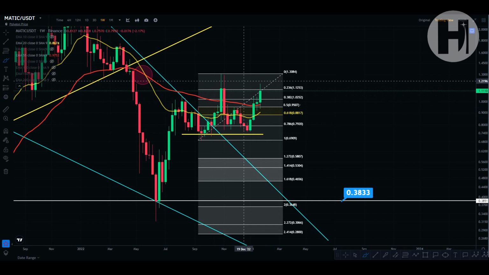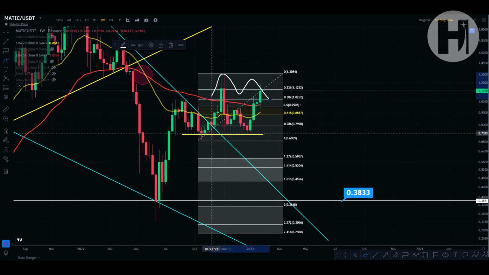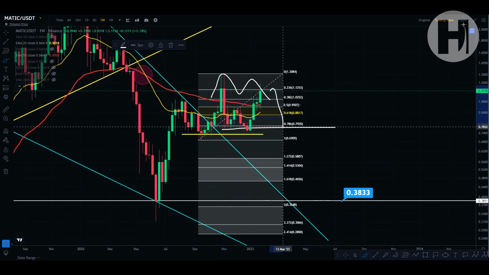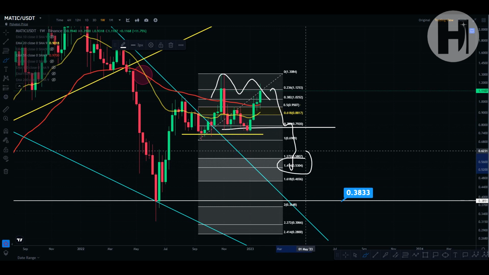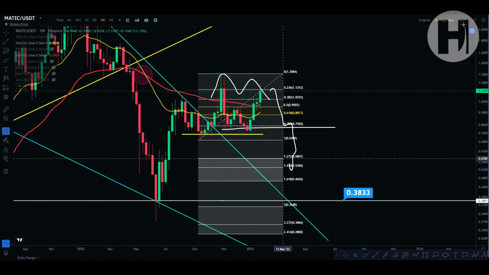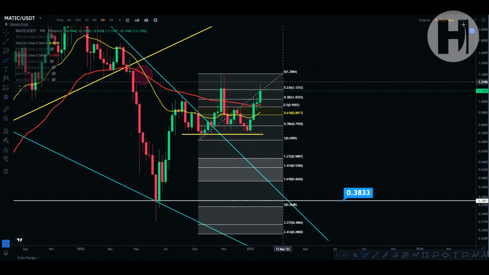And now what could be happening here as well is that we could be seeing a double top pattern with a potential target to the downside. Once we lose 78 cents, we might be coming back down to around 50 cents per token. Now that's going to be negative, obviously, but for me that would be positive because I get to buy into Polygon Matic at very, very cheap prices.